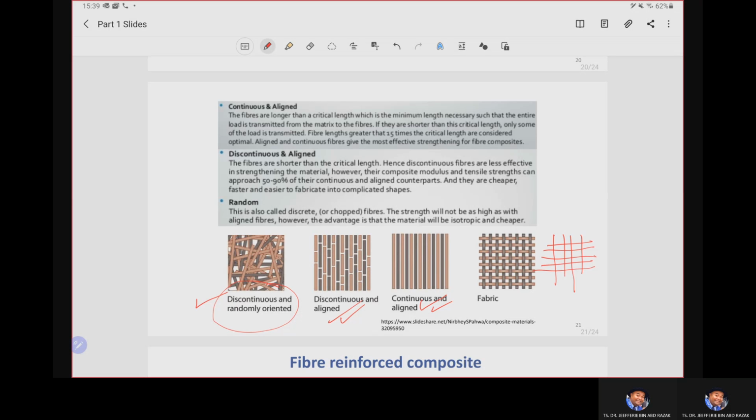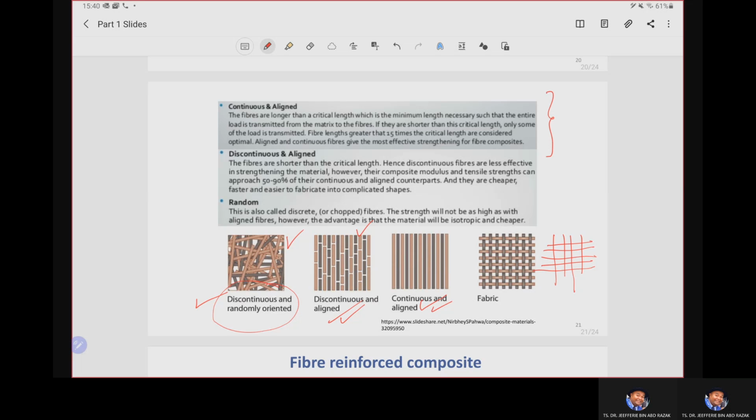We weave it. Just to highlight on this slide, for continuous and aligned fibers, the fibers are longer than the critical length, which is enough for load to be optimally transferred during the loading. We will further discuss the critical length later. For the discontinuous aligned, the fibers are shorter than the critical length. So we can expect here that the discontinuous fiber provides a less effective strengthening mechanism for the composite that we produce.